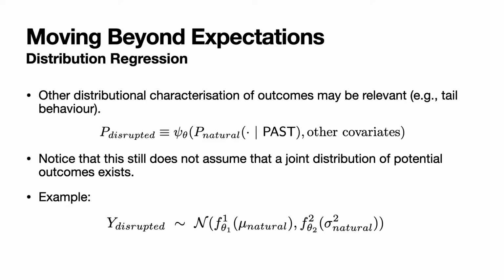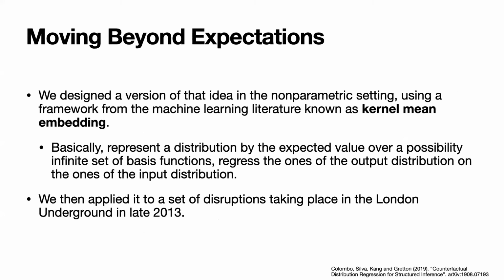So the number of exits, this Y disrupted, the number of exits under disruption, here is postulated to follow a Gaussian distribution with parameters which themselves are given not by a fixed set of covariates, but by summaries of the counterfactual distribution. So mu natural and sigma square natural are just the means and variances of the counterfactual distribution, which are then plugged in this model. And whatever transformations you make of them are what are going to be learned across a database of past disruptions. So I can make this non-parametric.